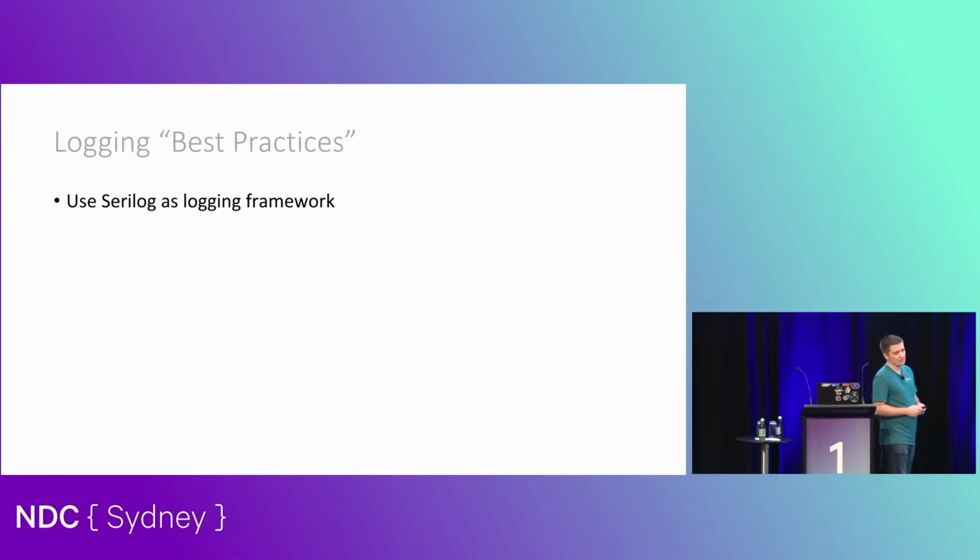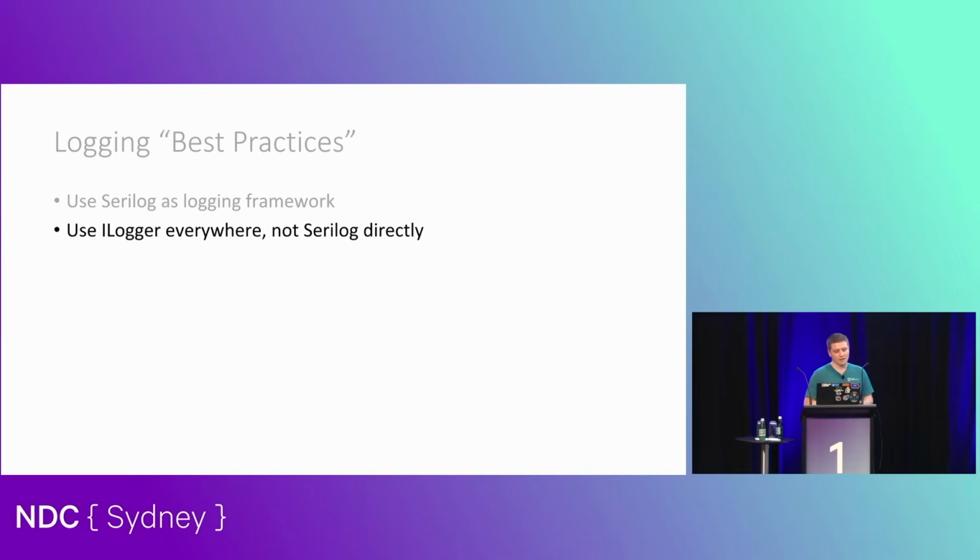I've used nlog and log4net too, but Serilog is by far my favorite, so use Serilog. However, don't use Serilog directly. I still see some code bases that make this mistake where they're using Serilog directly, like the static Log.Error and things like that. Instead, you can use the ILogger abstraction that's built into ASP.NET Core. So then you only have like 20 or so lines of code that's dependent on Serilog, not scattered throughout your whole application.